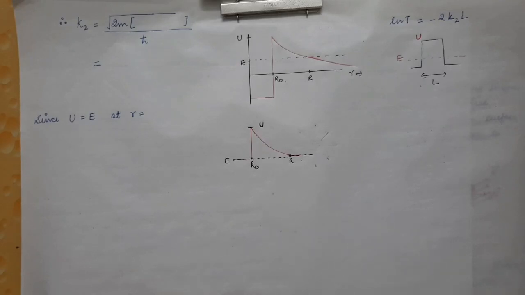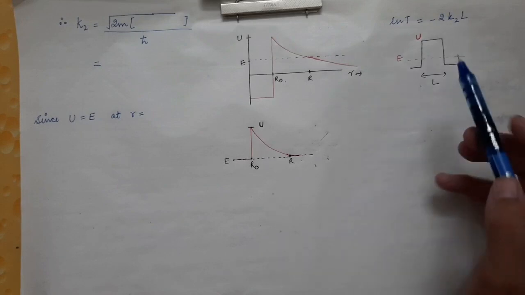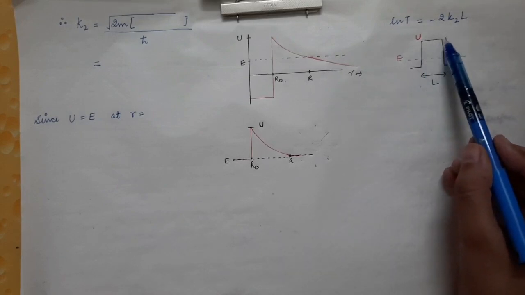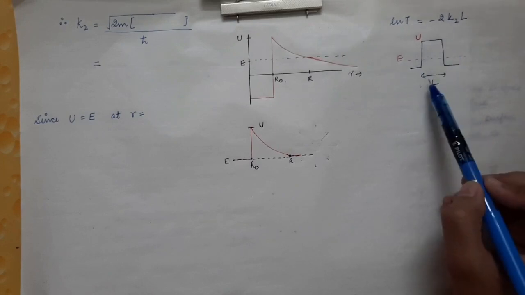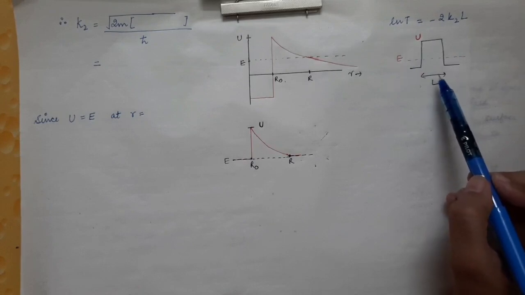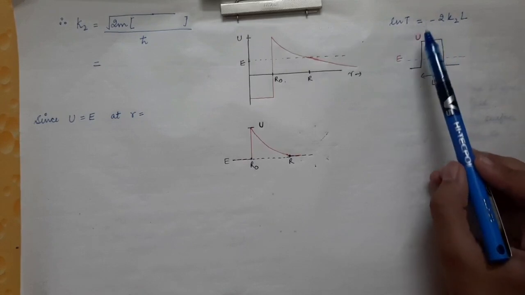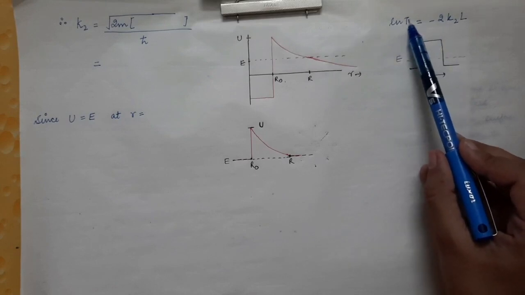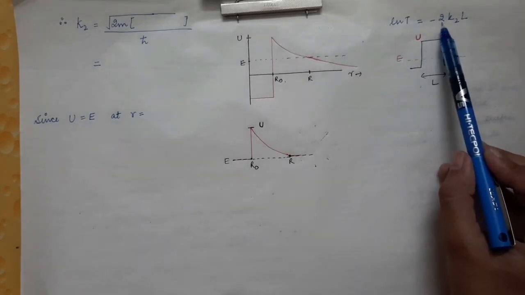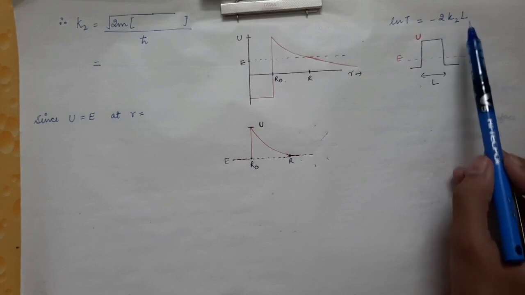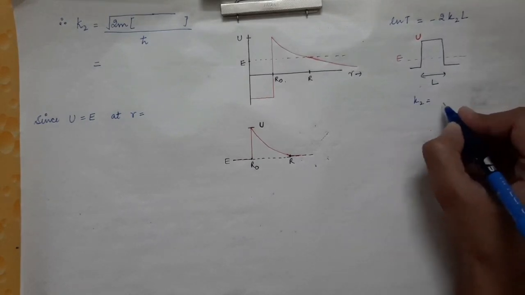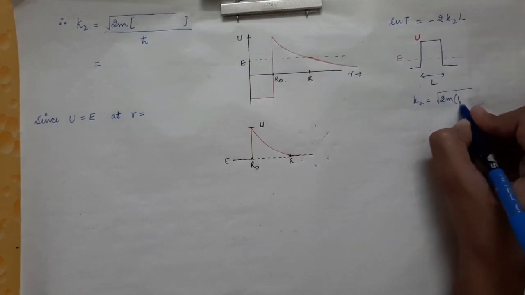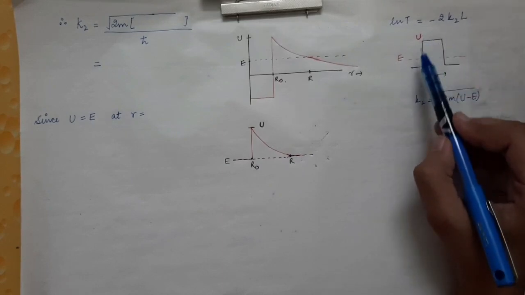In the previous lecture, we had just started the derivation of Gamow theory of alpha decay. There we saw that if we have a potential barrier of uniform height, with a barrier width of L, then the natural log of the transmission probability is equal to minus 2 K2 L. Now L is the width of the barrier and K2 is defined by the square root of 2m into U minus E. Keep in mind U is greater than E.